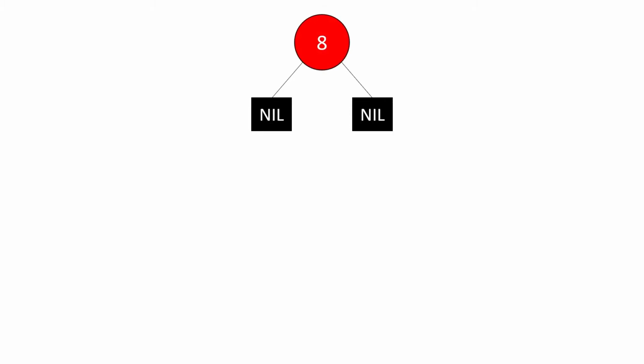However, because the first node in a tree is the root, we have to make it black, because that's what the first property of a red-black tree says. The root must always be black. So we just make this black, and we're done with that one.